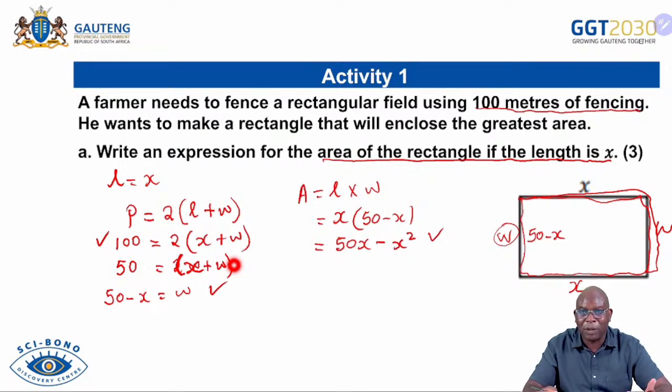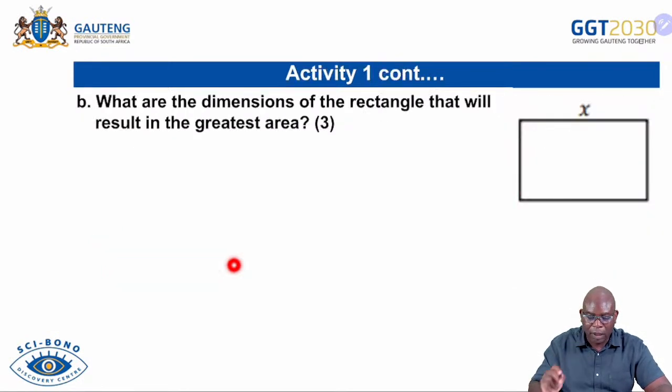I mean, the length multiplied by breadth is something that we have done in grade 8, grade 9, and grade 10 also. We know how to multiply those two. Okay, now, the next question says, what are the dimensions of the rectangle that will result in the greatest area? Remember, once we see the word maximize, minimize, greatest area, and all that, we know there's something that we need to do there. So what are we going to be doing?